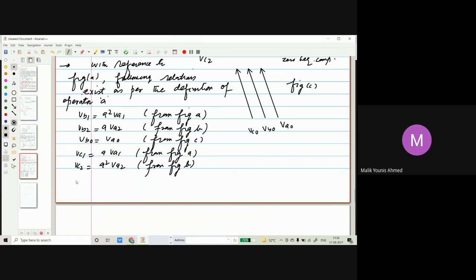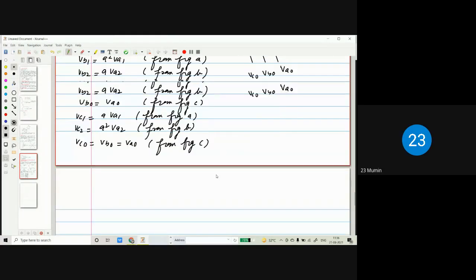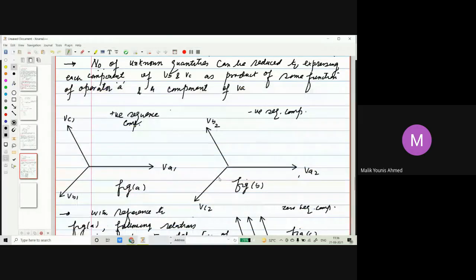Similarly, if I have to write VC naught, its magnitude is same as VB naught, whose magnitude is same as also VA naught. So all three are same from figure C. This is from the definition of the zero sequence components. Is there any doubt in these relationships? After that, we can proceed further. No, sir. These are very important relationships.